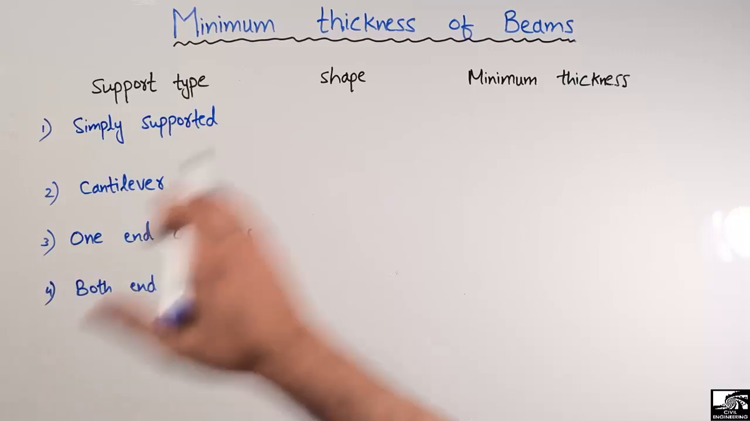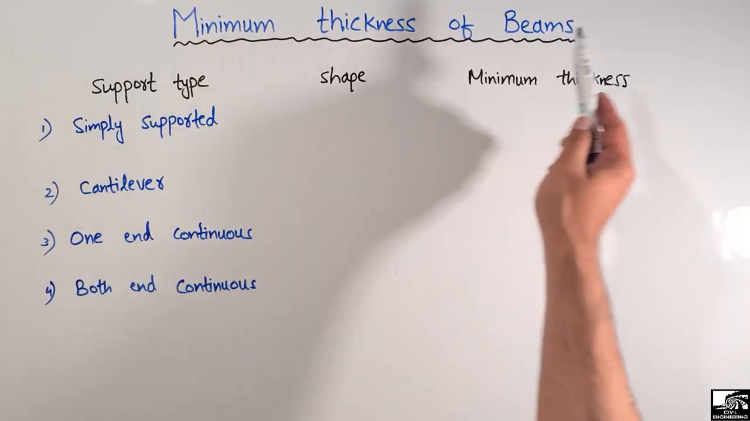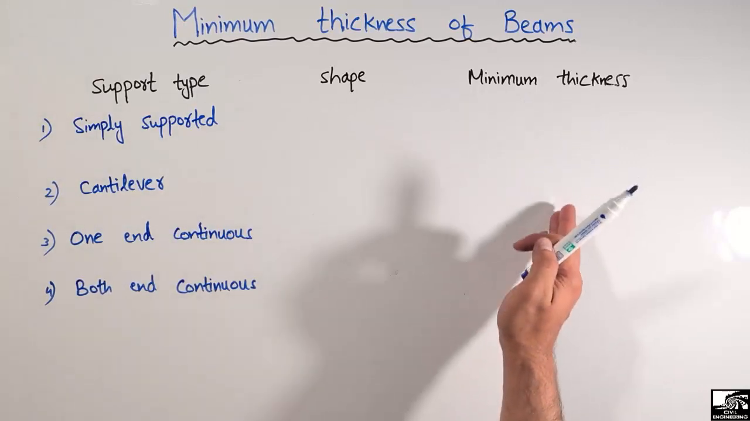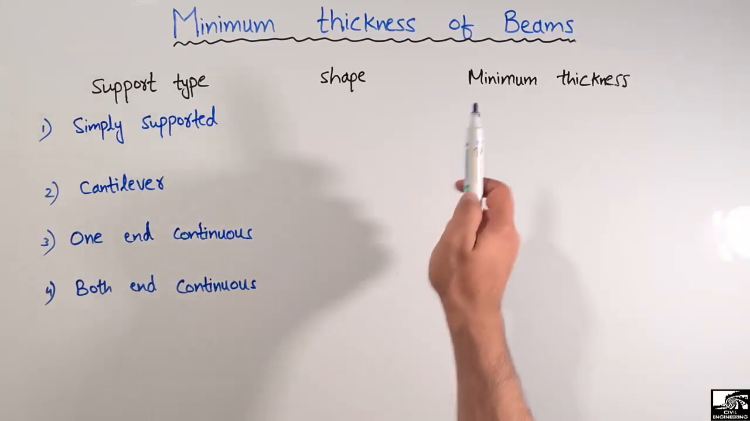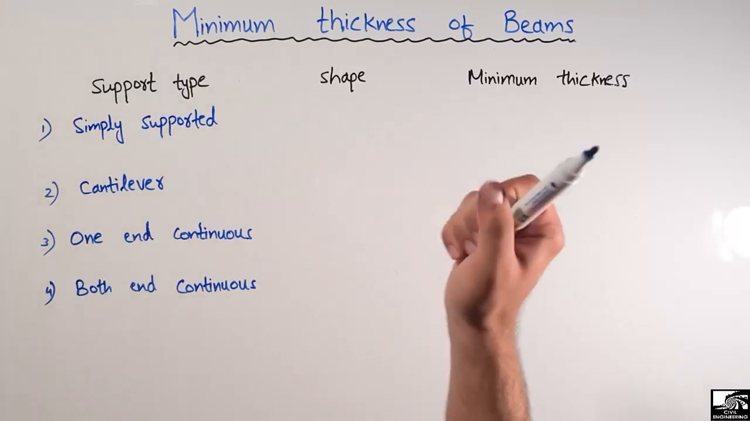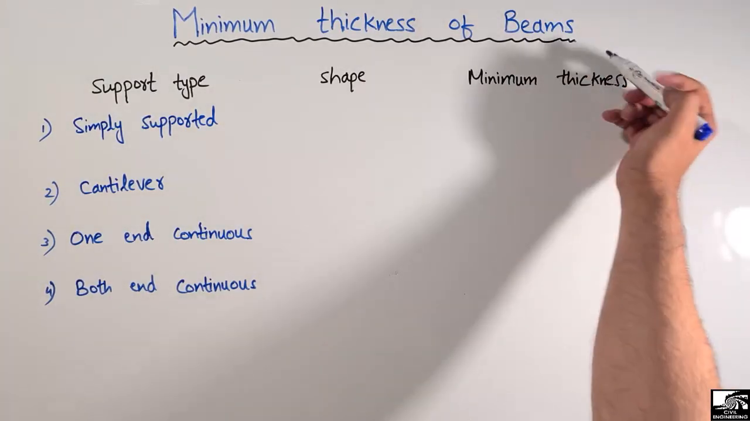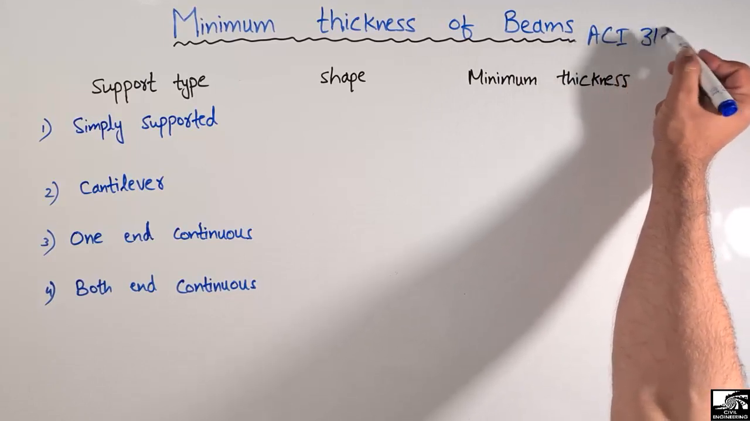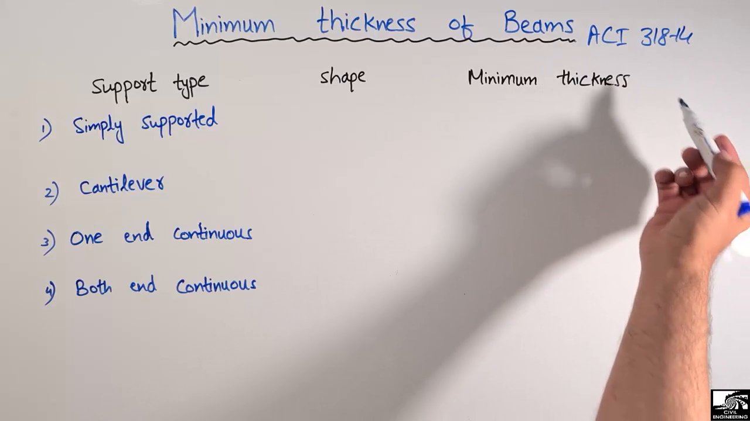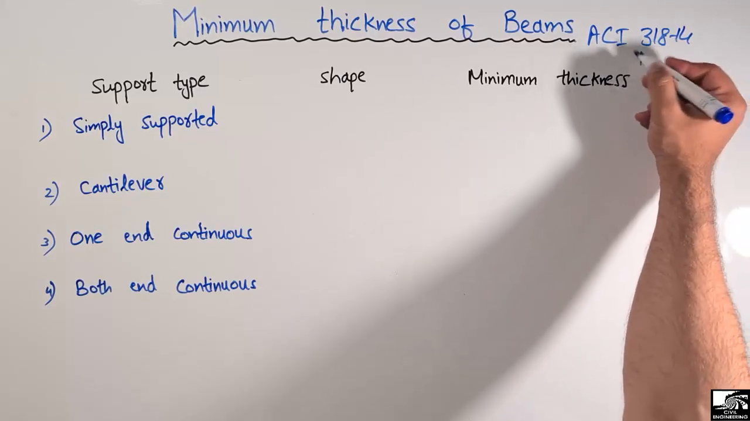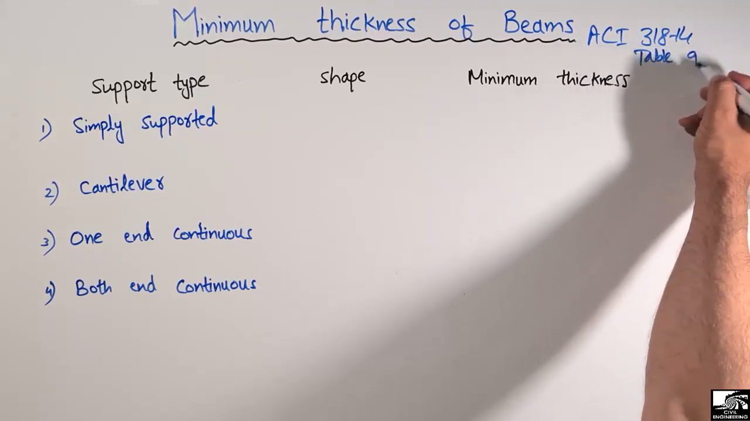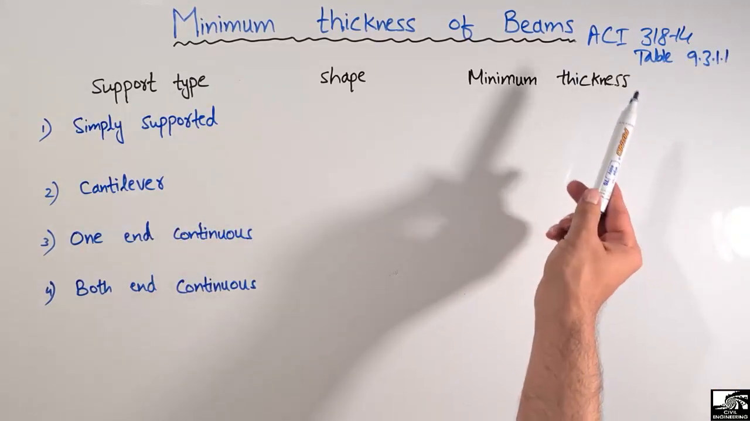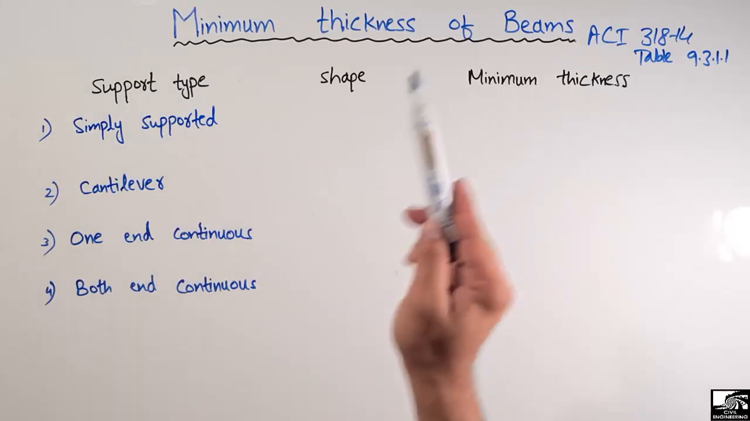In today's lecture, we are going to discuss the minimum thickness of the beams. There are different types of beams, and there are different values for each type. These are the minimum thickness or the minimum depth for the beams. In this lecture, we are considering the American Concrete Institute Code ACI 318.14. According to this code, in Table 9.3.1.1 you can find the table for the minimum thickness of the beams.